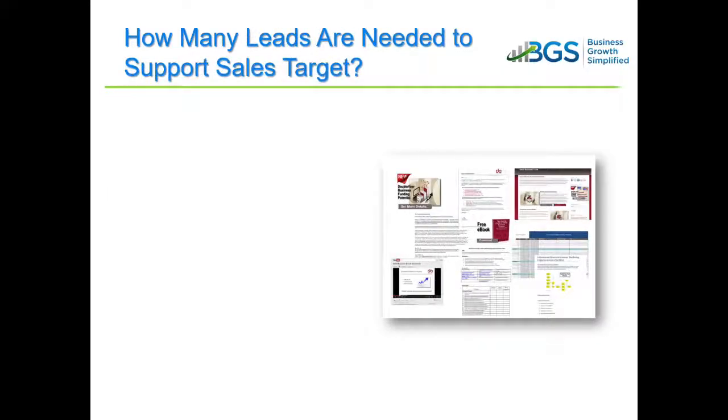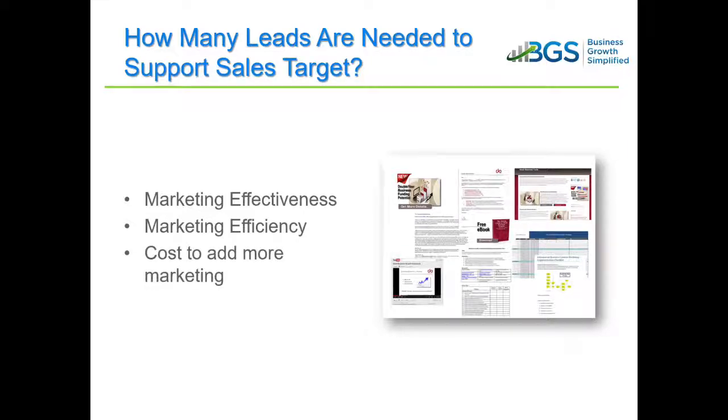Finally, you need to know how many leads are needed to support your sales target. The critical metrics here are: how well are you communicating to your target market, or your marketing effectiveness? How much is it costing you to generate a lead? That's your marketing efficiency. And how much will it cost you to add more marketing in order to ramp up to support your sales target?